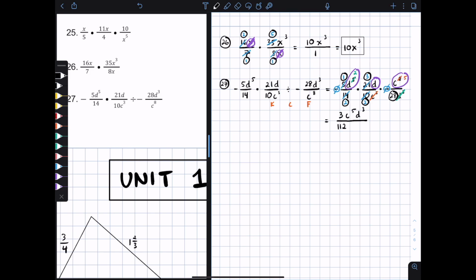And do we have any letters on the bottom? I don't think so. Let's move that to the middle. And 112 is not divisible by 3 because 1 plus 1 plus 2 is 4. So if I'm not mistaken, and I kept track of everything well, this would be our final answer: 3c to the 5th power times d to the 3rd power over 112. Let me just look it over real quick to make sure I did not make any silly mistakes. I don't think I did.